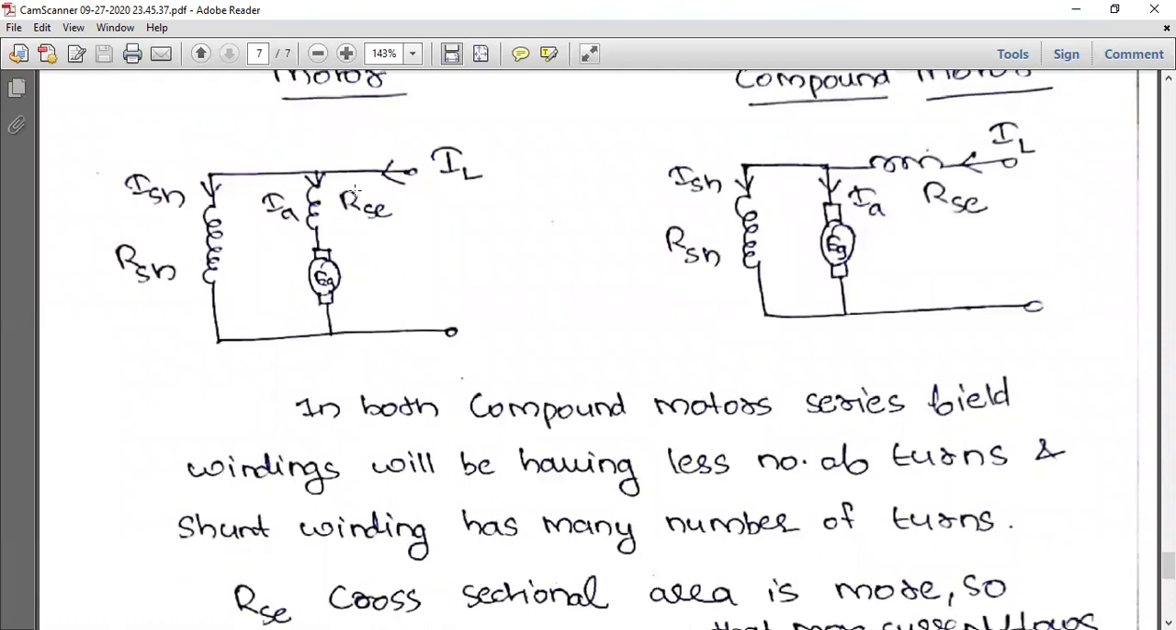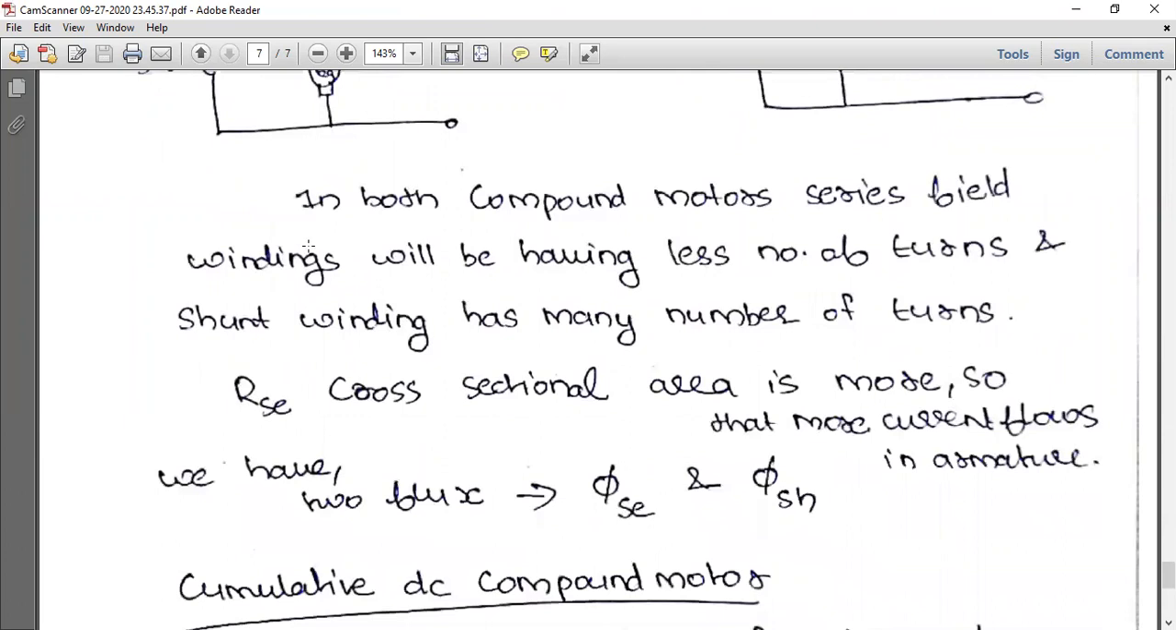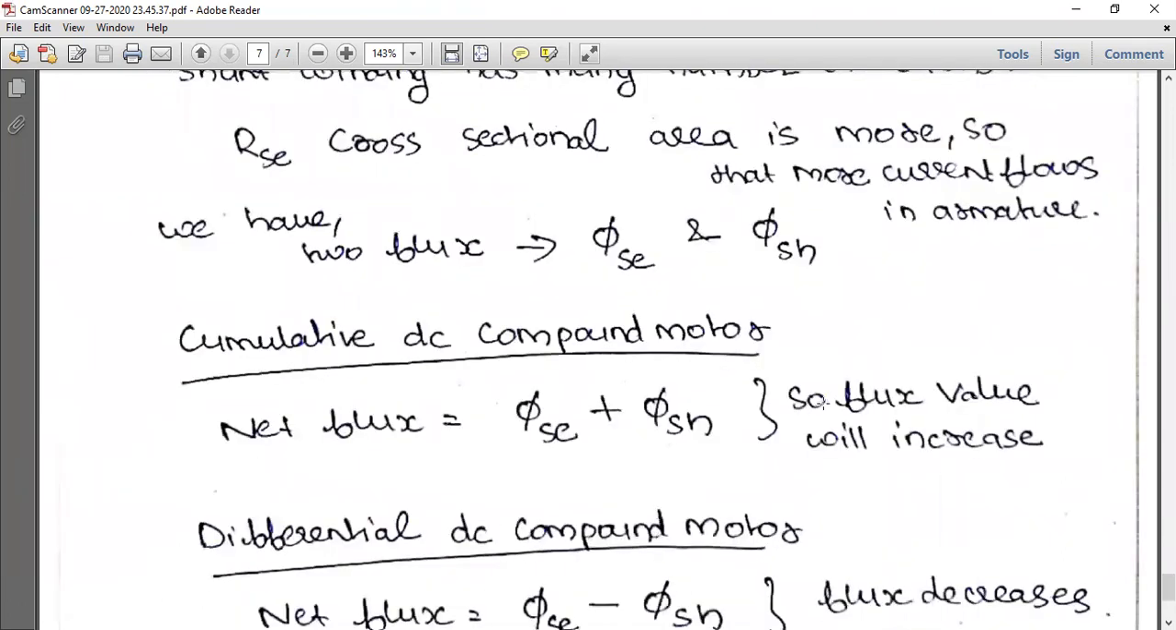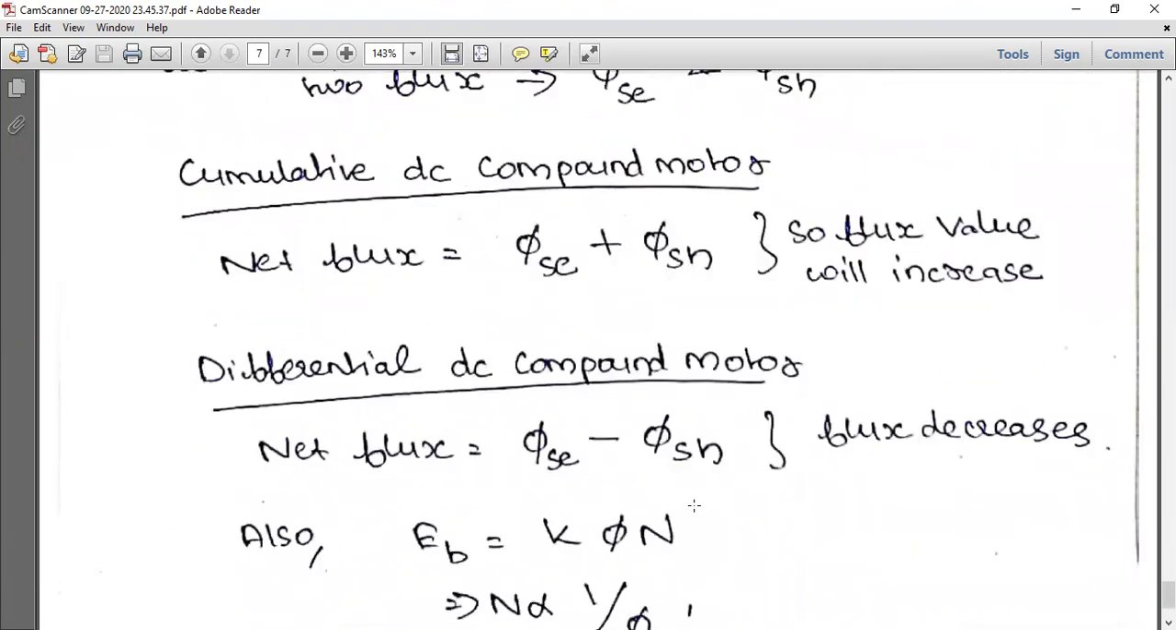Here we have two fluxes, the shunt field flux and the series field flux. We denote them as phi SE and phi SH. Two important concepts you should understand are the cumulative DC compound motor and the differential DC compound motor. The difference is, it's a type of compound motor, either long shunt or short shunt. In a cumulative one, the net flux will be the sum of series winding and shunt winding, so the flux value will be increased. And in a differential DC compound motor, the net flux will be the difference, phi SE minus phi SH, so the flux will decrease.